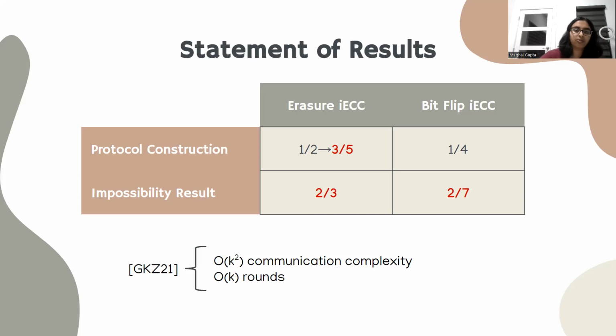I'll also note that the protocol in our paper requires O of k squared communication complexity and O of k rounds. Two of the authors, Gupta and Zhang, later improved this to a protocol that still has greater than 1/2 erasure resilience, but requires O of k communication complexity and O of log k rounds. Today we're going to be talking about the O of k squared communication complexity problem for this paper, and also a slightly simplified version of the protocol, which achieves an error resilience of 6/11 rather than 3/5.